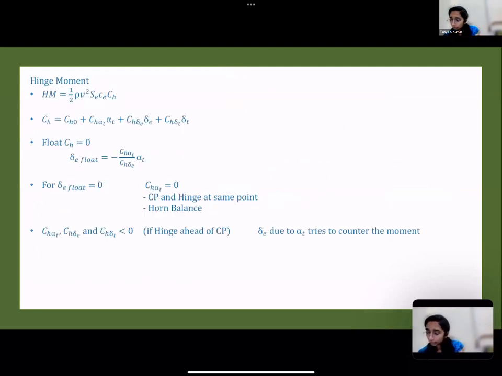Now, at that time we had discussed something known as stick fixed neutral point and stick free neutral point. Just give me a minute. I'll grab some water. Just a minute.